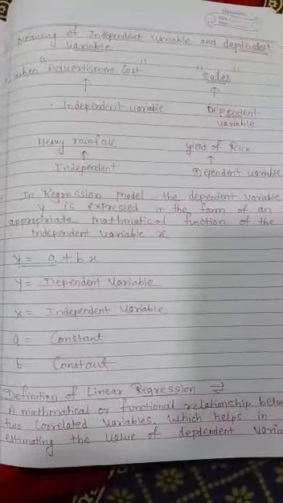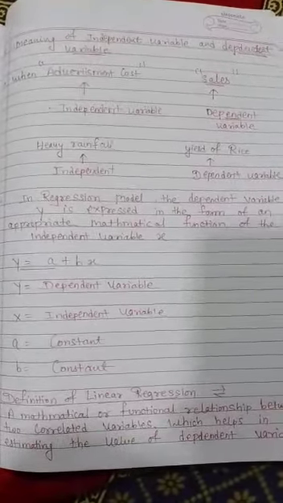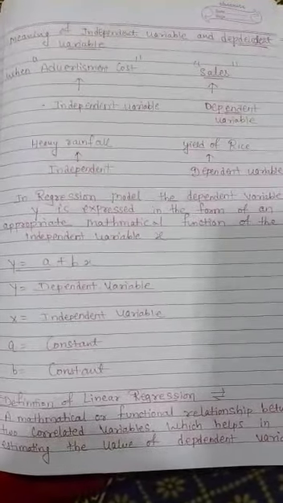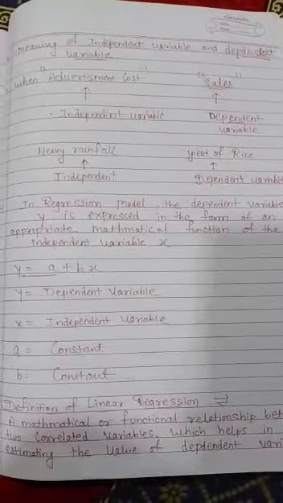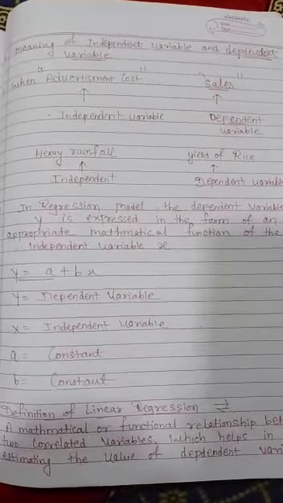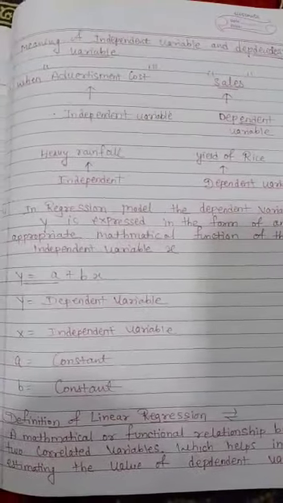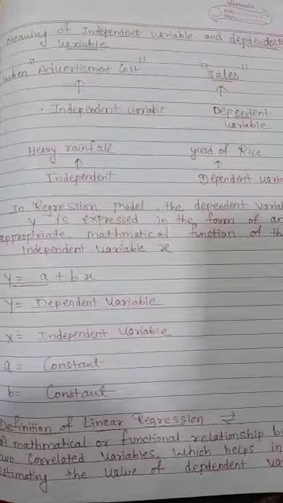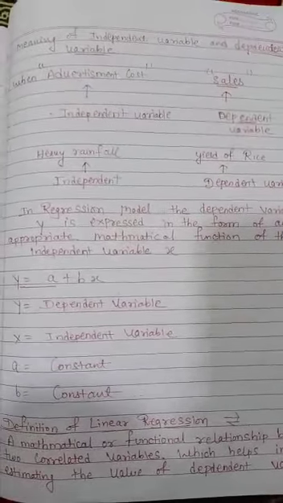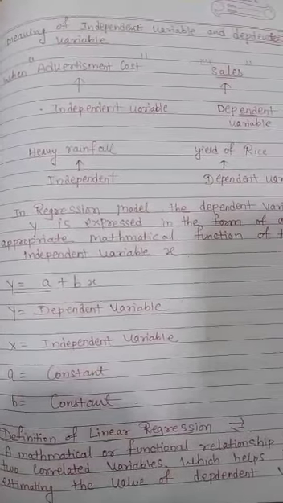Good evening, friends. In my previous lecture, I explained the meaning of regression and the regression model. Now, friends, in my previous lecture, I have already explained independent variable and dependent variable. Now, friends, I'll give some in-depth knowledge and some certain examples of independent and dependent variable. Friends, what is the actual meaning of independent variable and dependent variable?